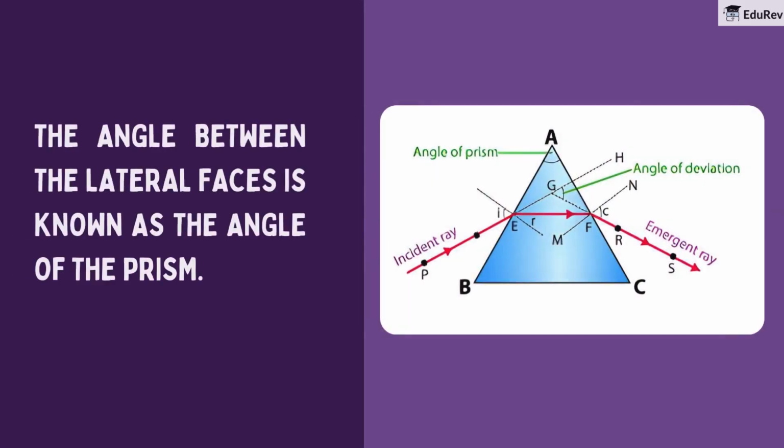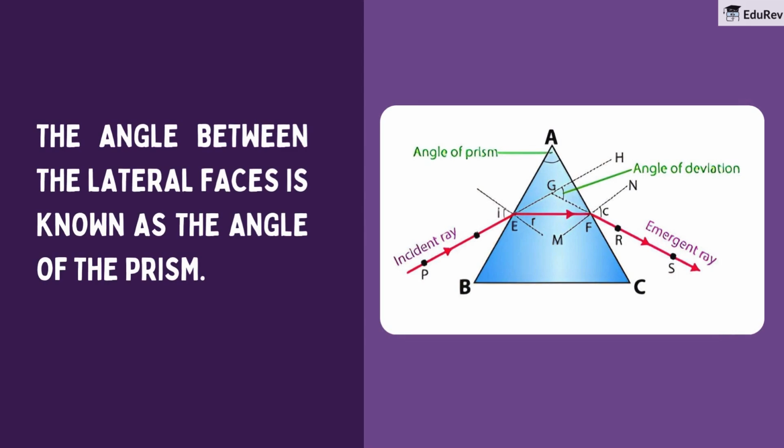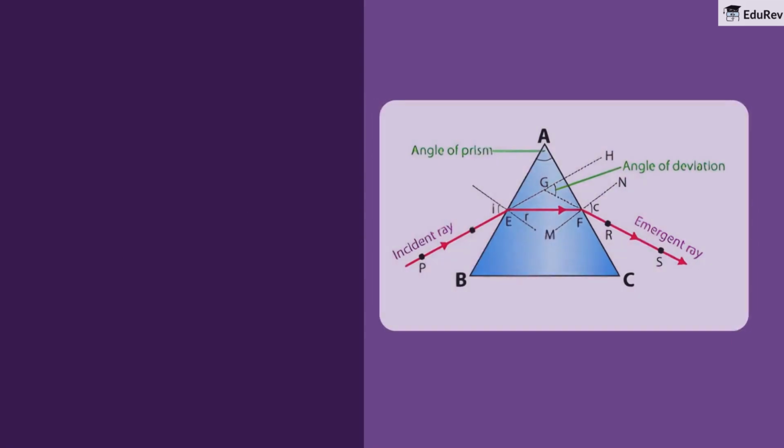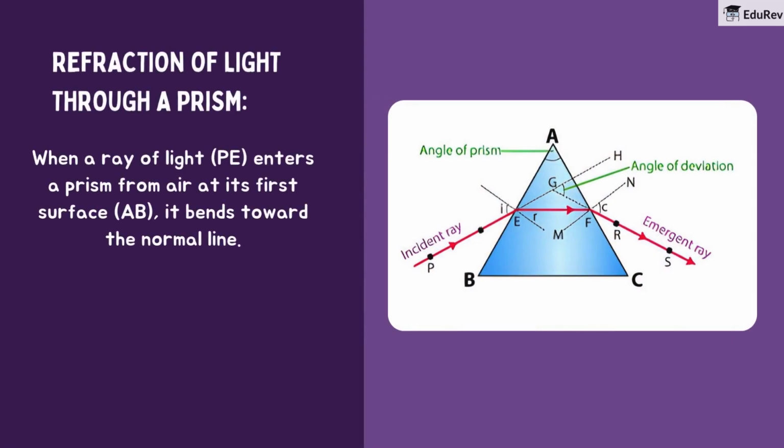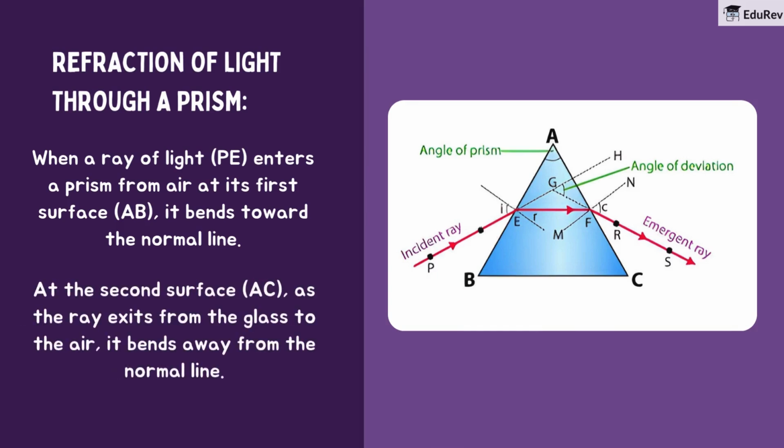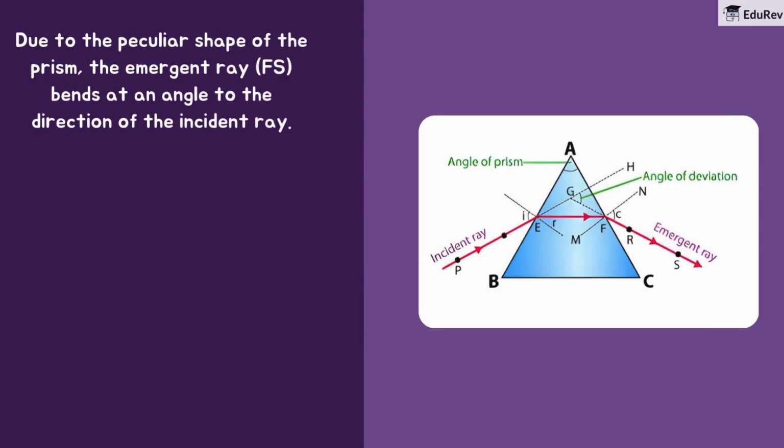The angle between the lateral faces is known as the angle of the prism. When a ray of light, P, enters a prism from air at its first surface, AB, it bends toward the normal line. At the second surface, AC, as the ray exits from the glass to the air, it bends away from the normal line. Due to the peculiar shape of the prism, the emergent ray, FS, bends at an angle to the direction of the incident ray.